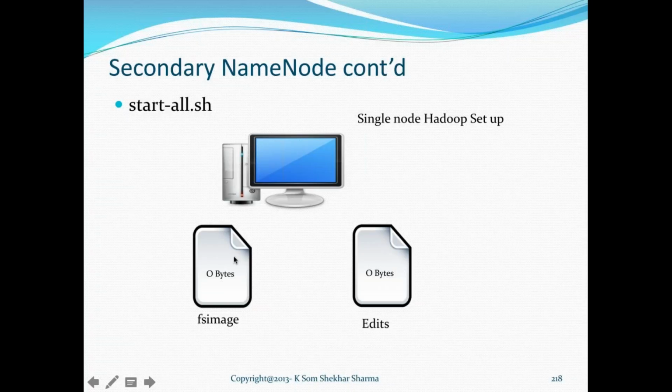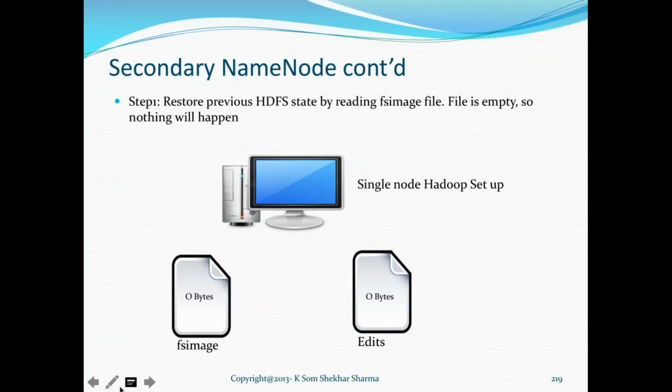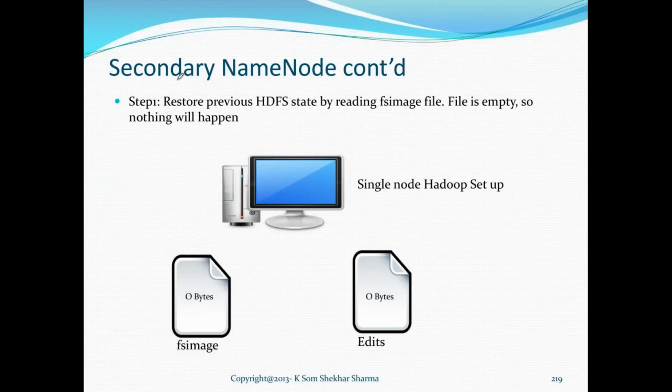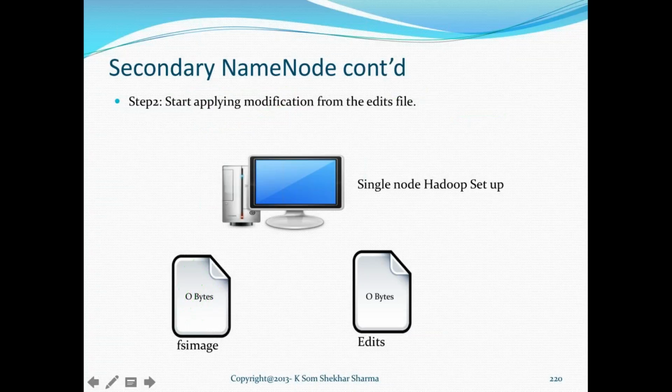Now, you did a start-all.sh. So when you do a start-all.sh, what does it do? The very first step during a restart, it tries to read the previous state. It tries to read the previous HDFS state from the FS image file. Whatever is there in the previous HDFS state, it will try to read from the FS image file. And the file is empty, so nothing will happen. That is the first step. Then it will try to see if there is anything in the edits file. During startup, the secondary name node is not coming into any picture. I'm not talking about the role; it is what's happening during the startup.